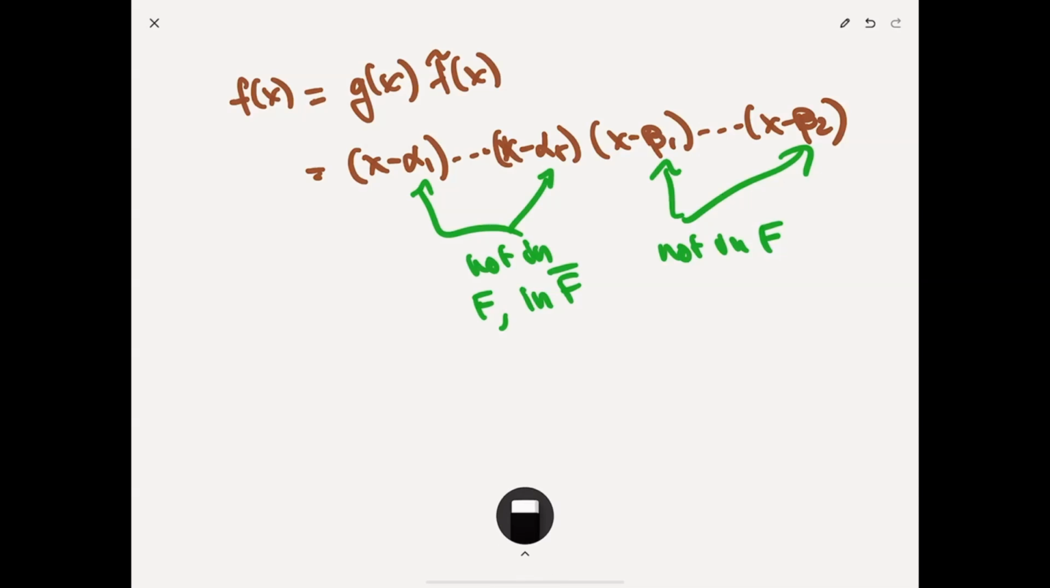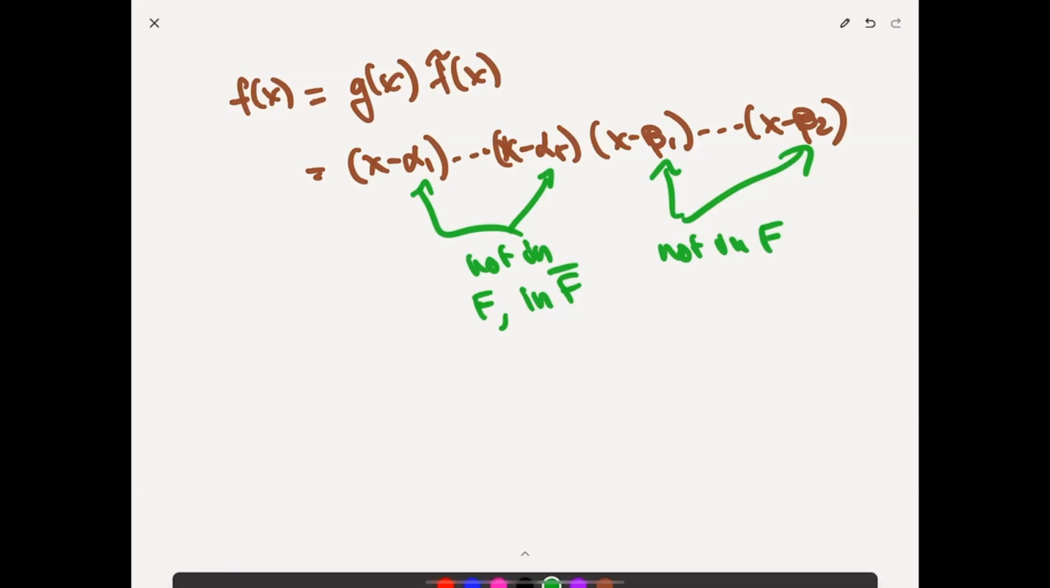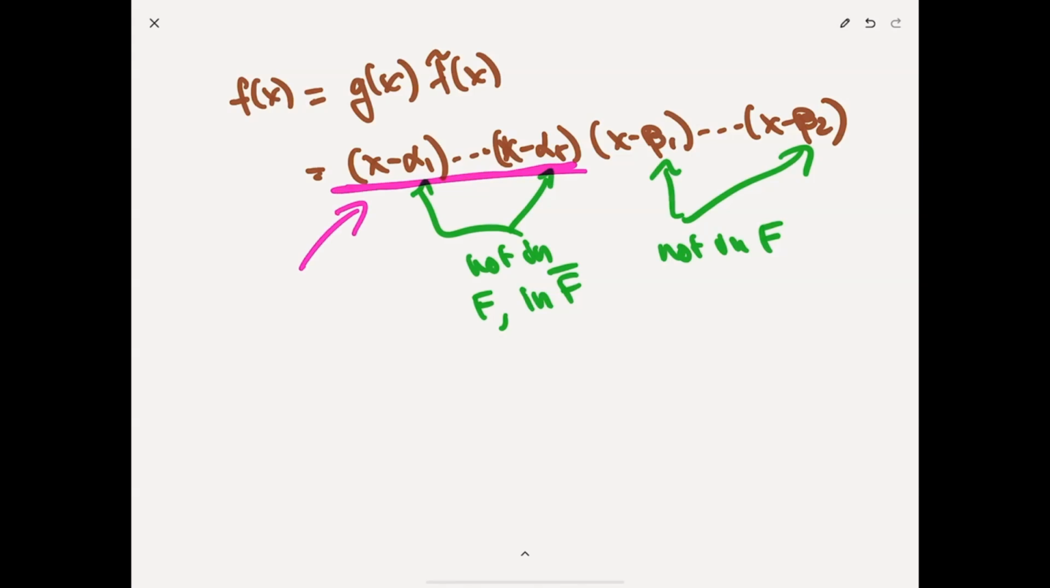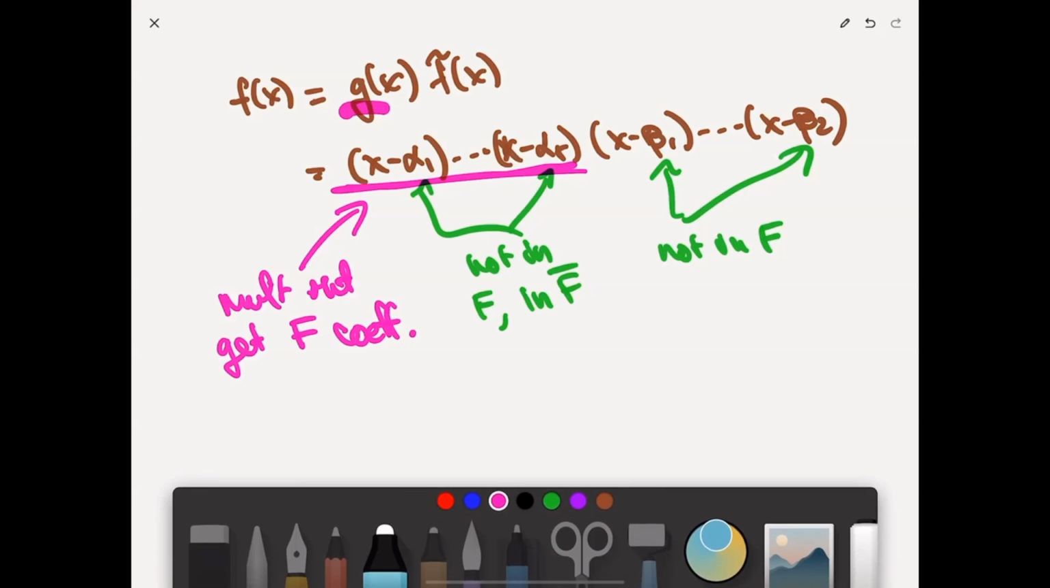And what happens is that when you multiply this whole thing out, so I keep forgetting that you can't see my gestures. So if you multiply this out, what you get is coefficients in F. F coefficients. All right, that's the point. You factor it, it doesn't matter how it factors, this will give you F coefficients. So that's all it says.